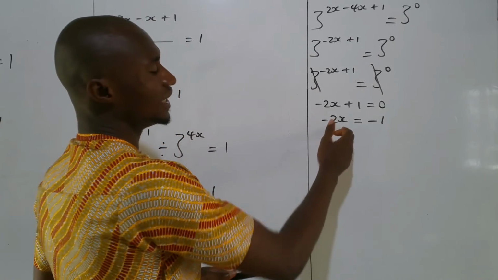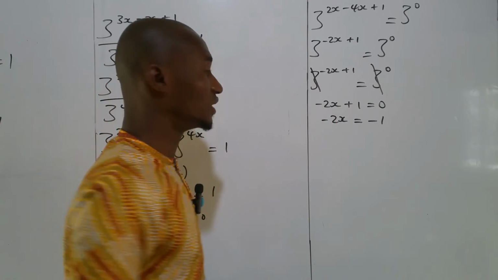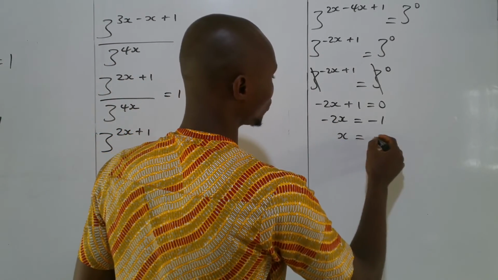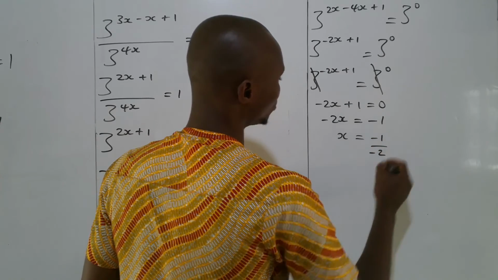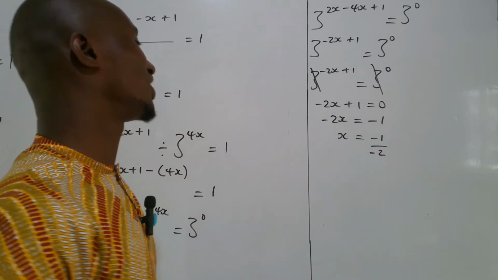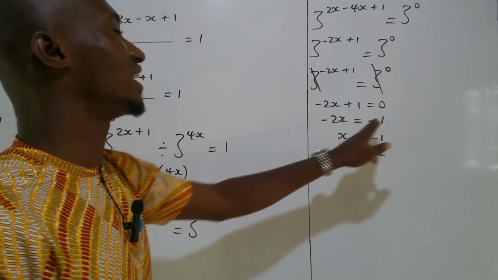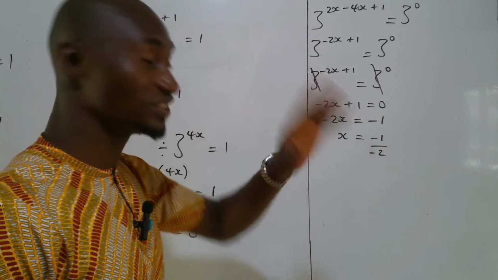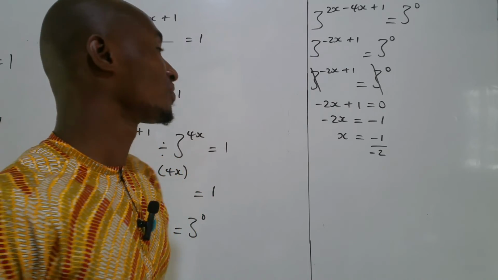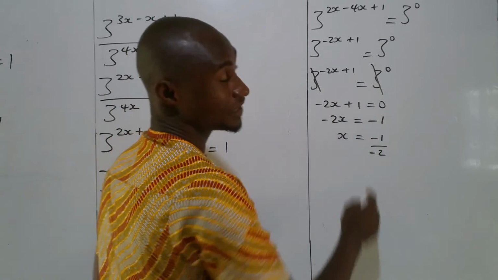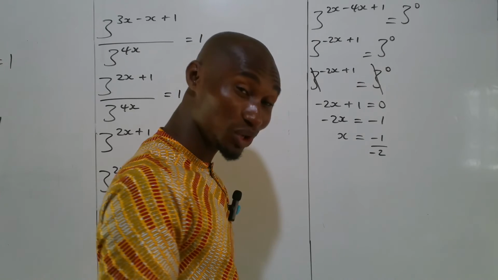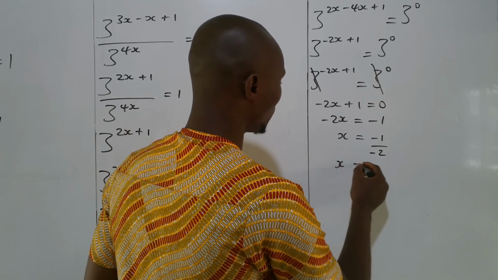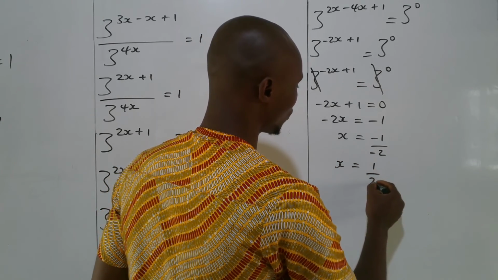Another thing you need to do is to make x the subject of the formula. That means x equals minus 1 over minus 2. I know you may say, why can't you just divide, why can't you just cancel out the minus? I know, but just follow the steps. If you learn it, you can solve it in your own way. Do you understand? So minus divided by minus will give us plus. So x is equal to 1 over 2.